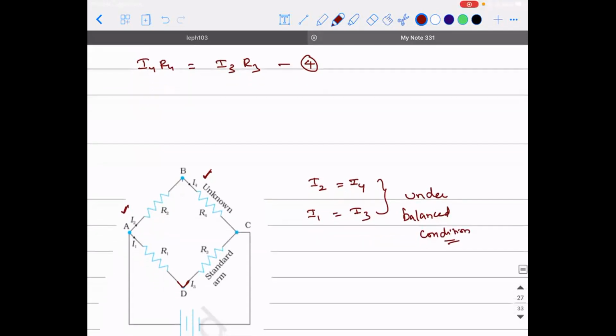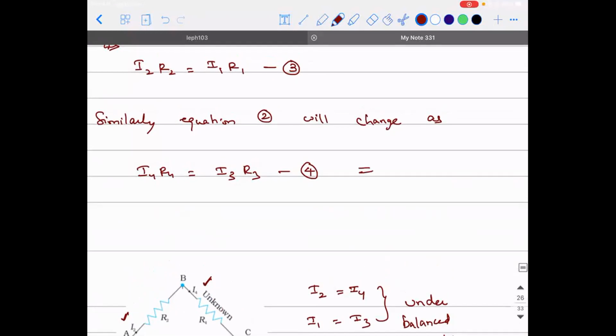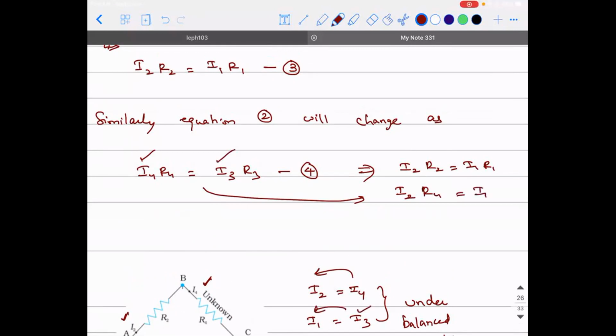So if that is the case, then observe what is going to happen to equation number 3 and 4. I will write I2 into R2 is equal to I1 into R1 as it is. Whereas this thing will get converted as, in the place of I4, I'm replacing it with I2, I2 into R4 is equal to, in the place of I3, I'm replacing it with I1, I1 into R3. Now, if I divide both, I1 will get cancelled, I2 will get cancelled, which implies R2 divided by R4 is equal to R1 divided by R3, where R4 is the unknown resistance.